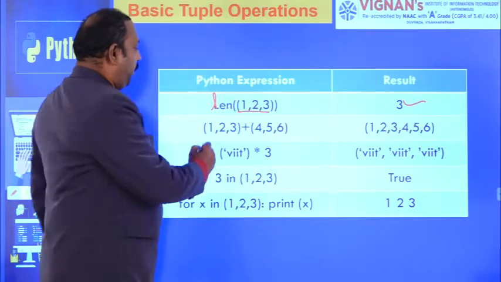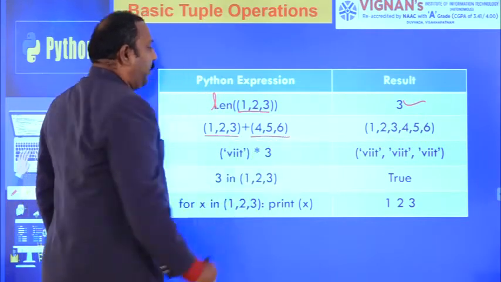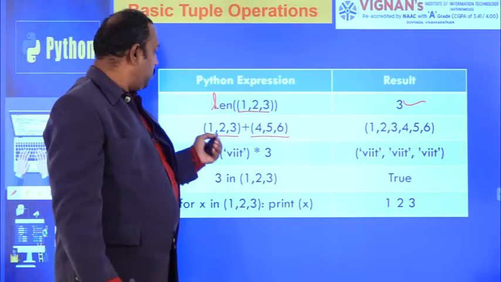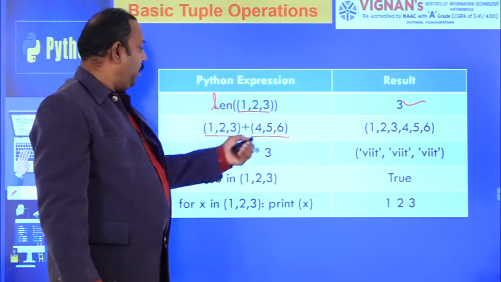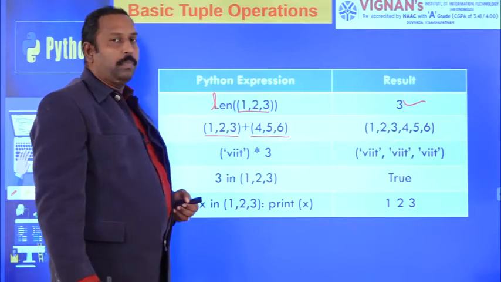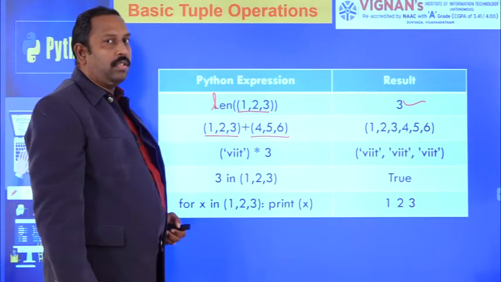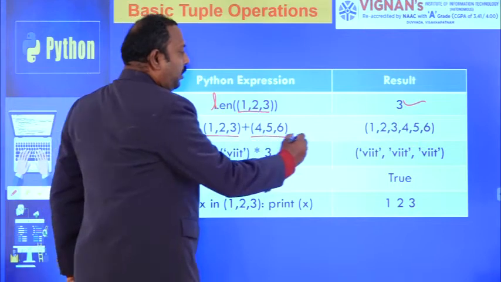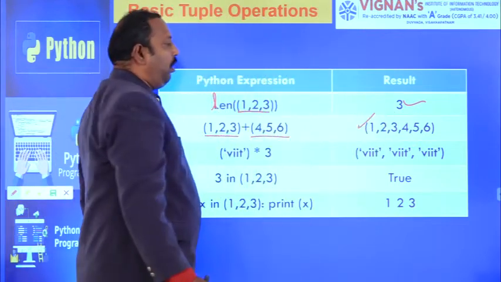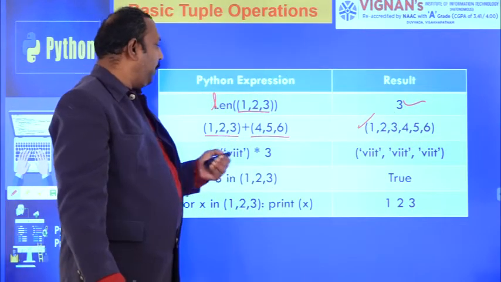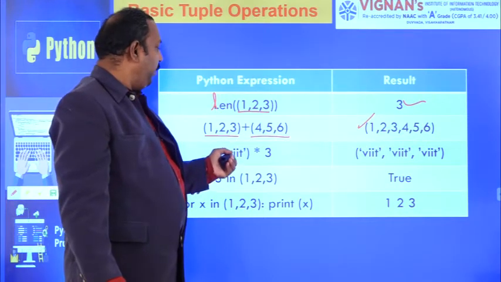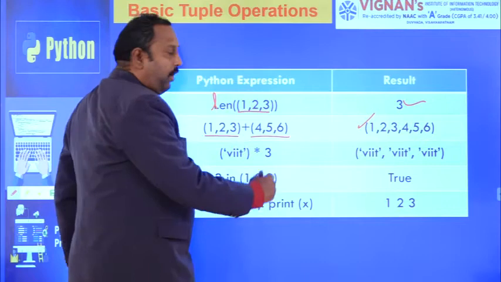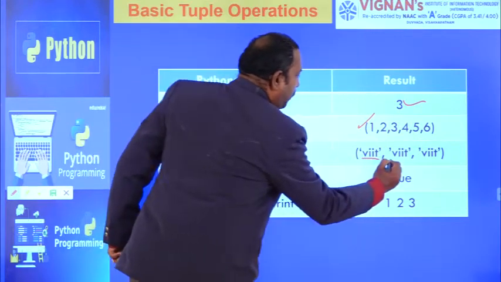For example, I want to concatenate 2 tuples. So the tuple 1, 2, 3 is one tuple, 4, 5, 6 is another tuple. I want to combine these two, then you have to use the plus operator. Plus is a concatenation symbol. We will combine 2 tuples into a single tuple 1, 2, 3, 4, 5, 6. And this is a replication. Suppose I have taken the tuple of string VIIT and multiplied by 3, it will replicate 3 times.